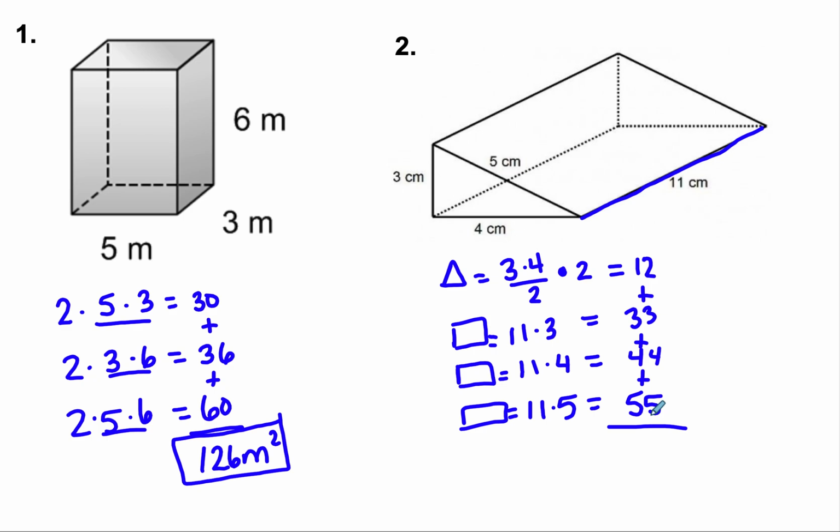Okay, and then my last step is to add everything together. So 12 plus 33 plus 44 plus 55 equals 144 centimeters squared.